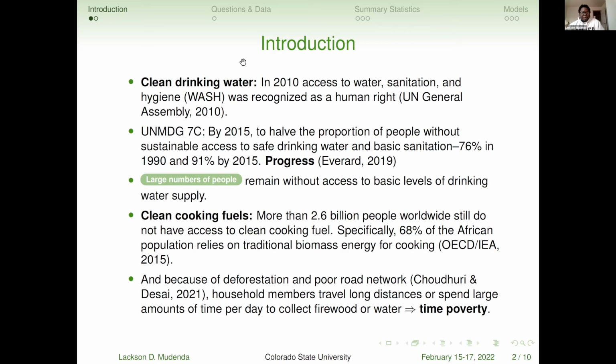in the world. Regardless of this progress that has been made, large numbers of people still remain without access to basic levels of drinking water, as we saw in the presentation by Arisa and Brandon. With regards to cooking fuels, more than 2.6 billion people worldwide still do not have access to clean cooking fuels. And when it comes to sub-Saharan Africa, to be specific, about 68% of the population still relies on unclean sources of cooking fuel, according to the International Energy Agency. And because of deforestation and poor road networks, we see that household members travel long distances to collect firewood and water. And this brings in a concept of time poverty, where household members, especially household heads and parents, do not have enough time to devote to taking care of their children, or even devoting some of their time to providing in the labor market.